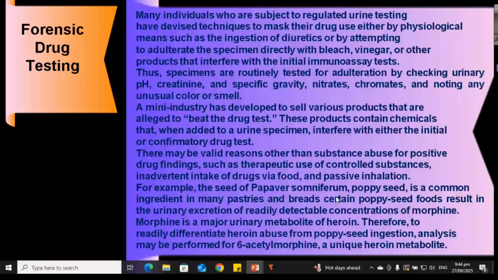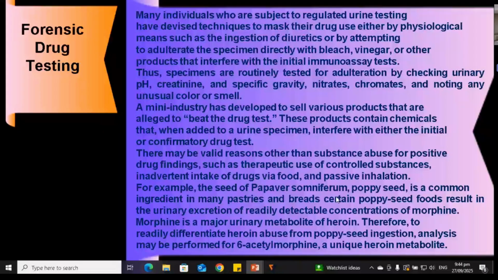this specimen directly. So these specimens should be routinely tested. If you want these specimens to be preserved for a long period of time, and after 1 year or so we again want to test it, we should check for adulteration. We should check that it has not been changed: its specific gravity, the presence of whatever was normally there in that urine sample, and that there is no change in the usual color or smell. If there is some change, that means it has been adulterated or changed.